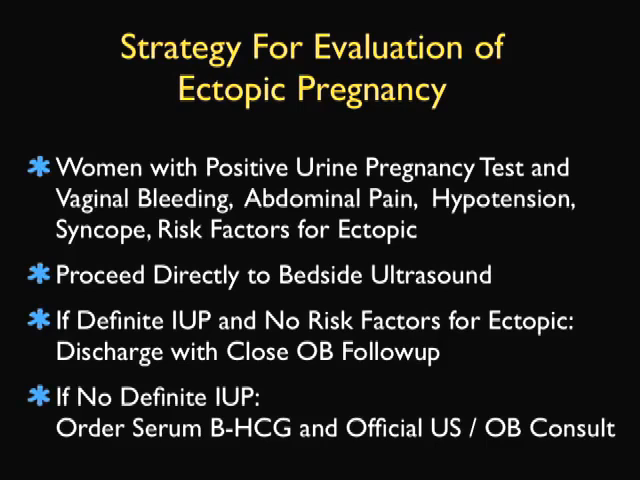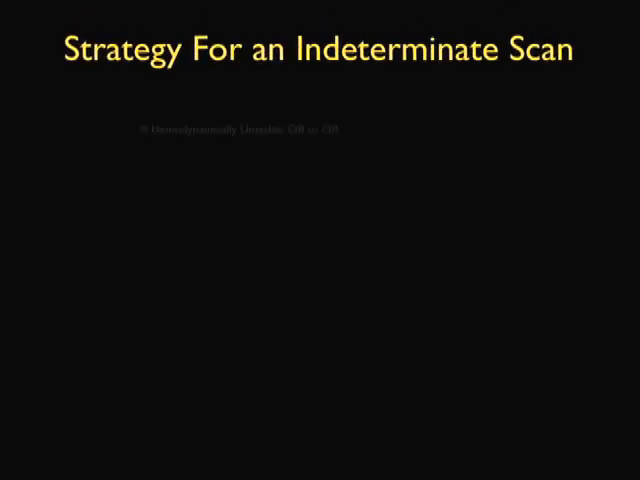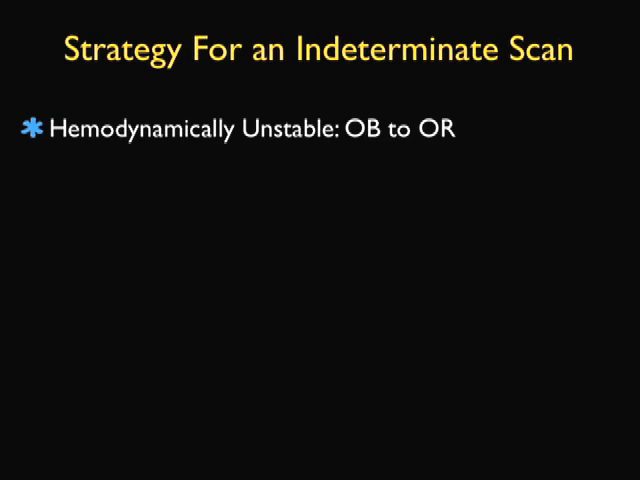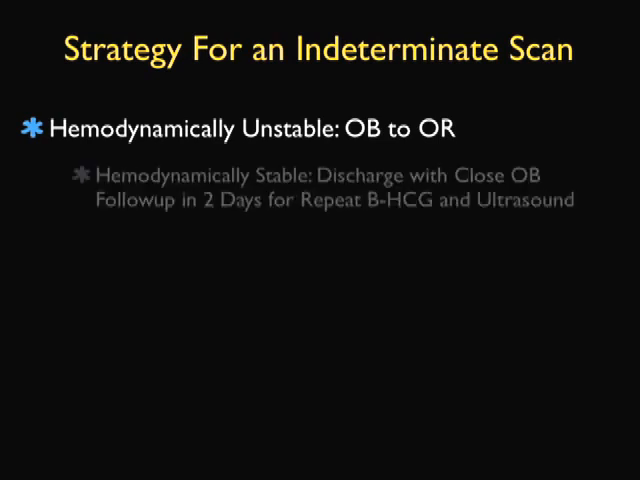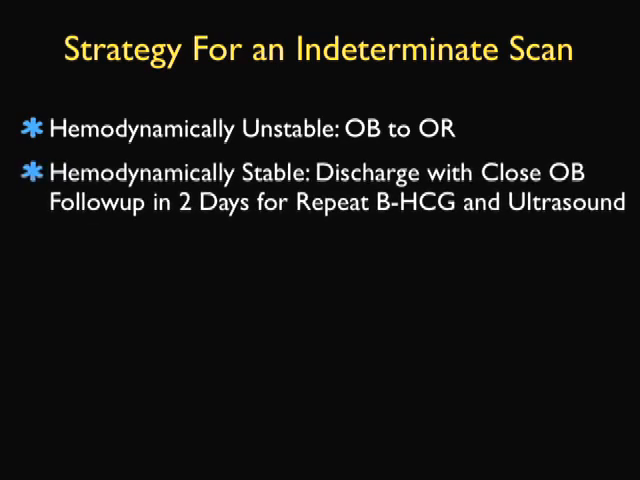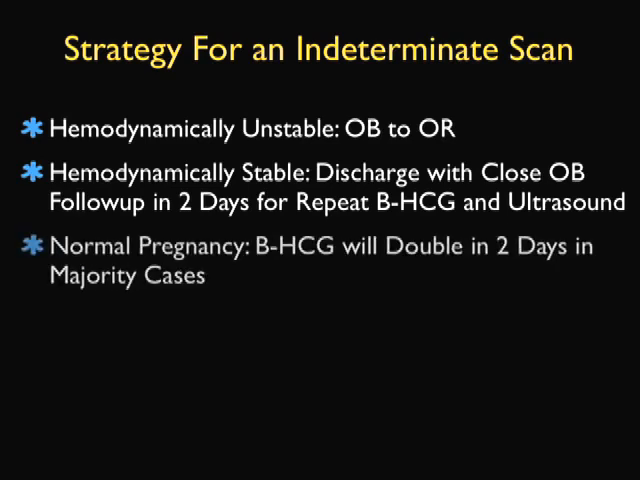However, if no definitive IUP is seen, you must order the serum beta-HCG and get an official ultrasound and/or an OB-GYN consultation. Here's a strategy that's commonly used for an indeterminate scan where no intrauterine pregnancy is seen on bedside sonography. If the patient is hemodynamically unstable, and especially if there's a lot of free fluid within the pelvis or abdomen, OB will generally take the patient to the operating room. However, if the patient is hemodynamically stable, the patient will often be discharged with close OB follow-up in 2 days for a repeat serum beta-HCG and a repeat ultrasound.